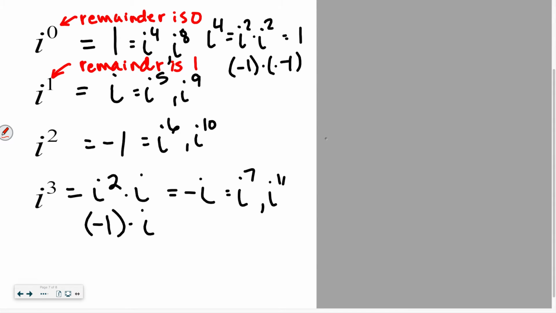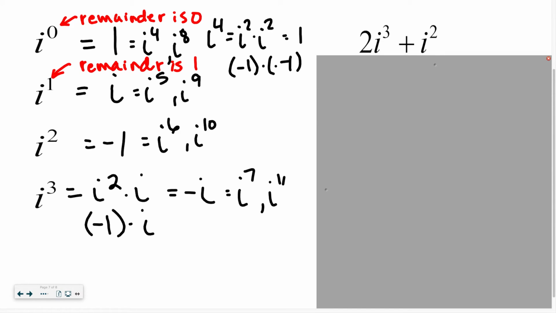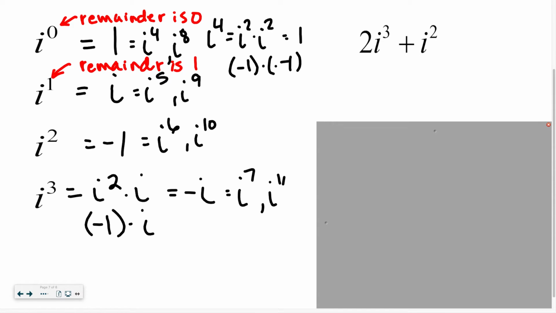So let me show you how we can use this. Here's a quick and easy example: 2i cubed plus i squared. Those are the basic cycles of i, right? You need to know i cubed is negative i, so you can make that substitution. So that's 2 times negative i. And then i squared is negative 1. This is negative 1 minus 2i.